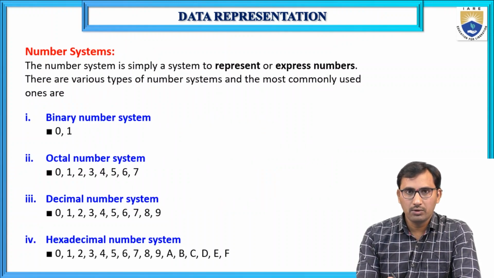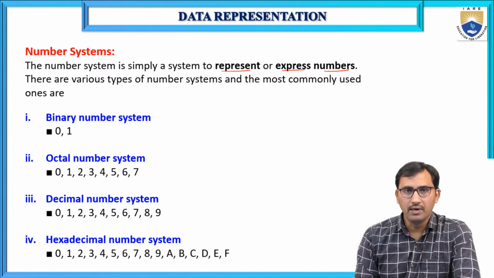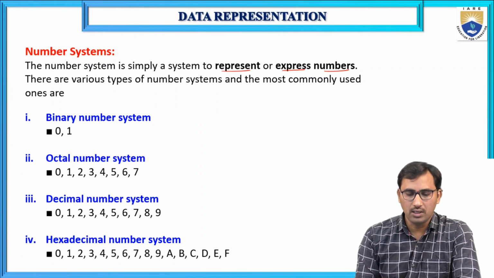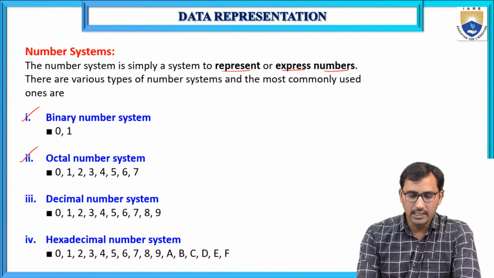And coming to the number system. So number system is simply a system to represent or express numbers. Okay. So in a computer system, we have several number systems that are binary number system, octal number system, decimal number system, hexadecimal number system.